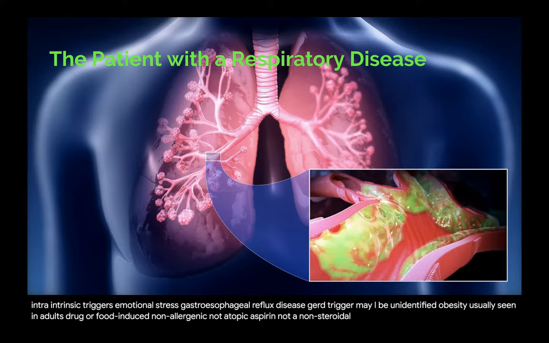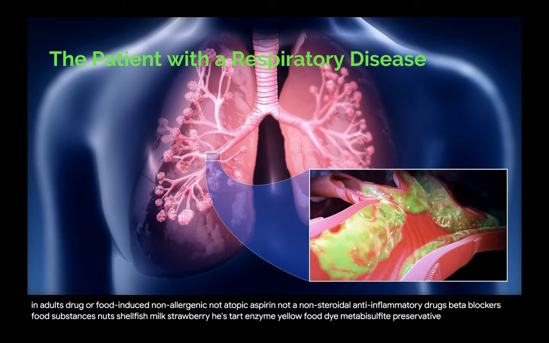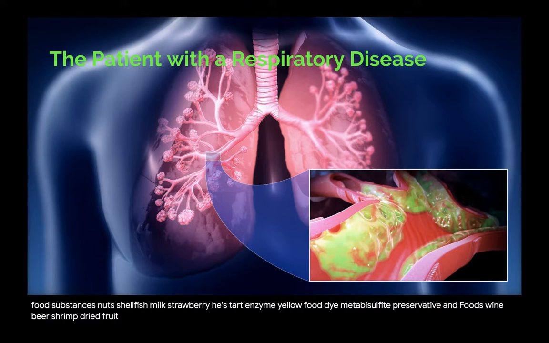non-steroidal anti-inflammatory drugs, beta blockers, food substances: nuts, shellfish, milk, strawberries, tartrazine, yellow food dye. Metabisulfite, a preservative in foods, wine, beer, shrimp, dried fruit. Metabisulfite, a preservative in drugs, such as local anesthetic with epinephrine.